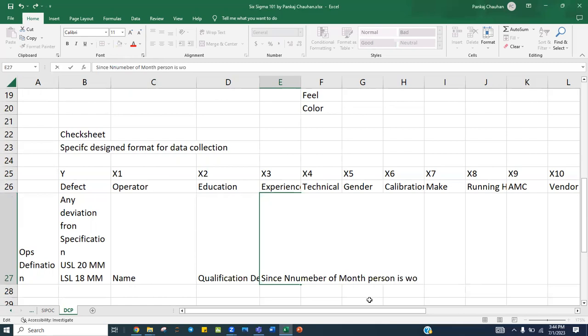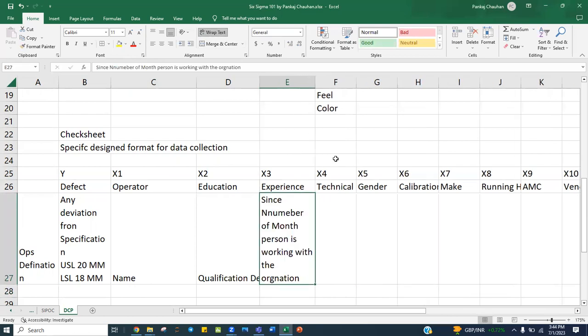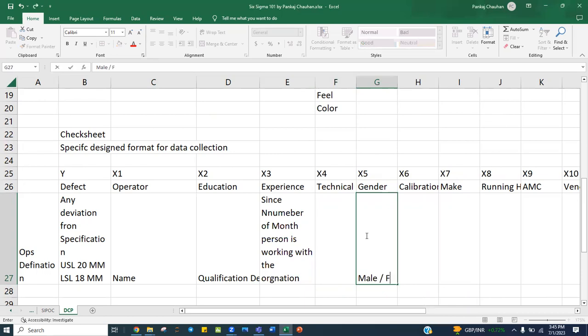the person is working within the organization, which means you are looking only for the organizational experience of that particular person in that particular company. You are not looking for any outside. Technical means number of days or months the person is working in that profile only, other than the total experience. Gender, maybe you can say male, or maybe the person is female.